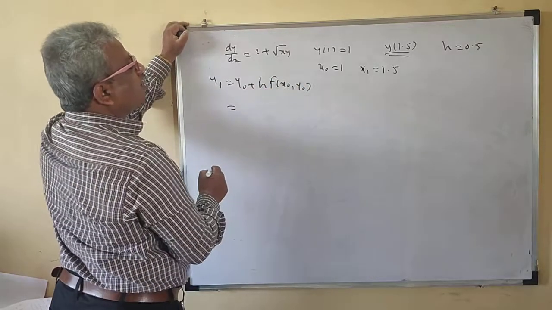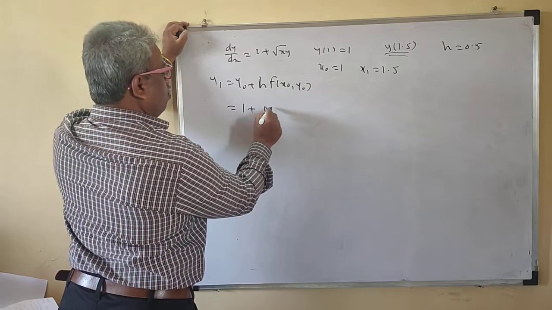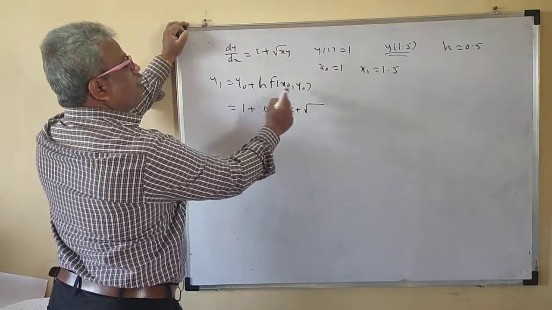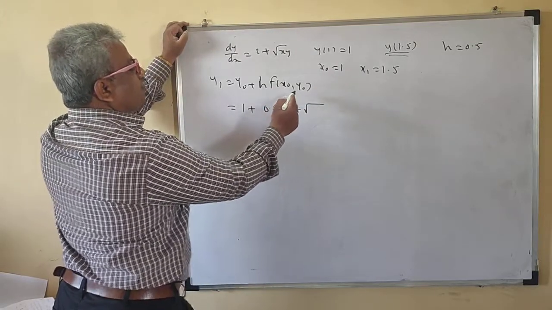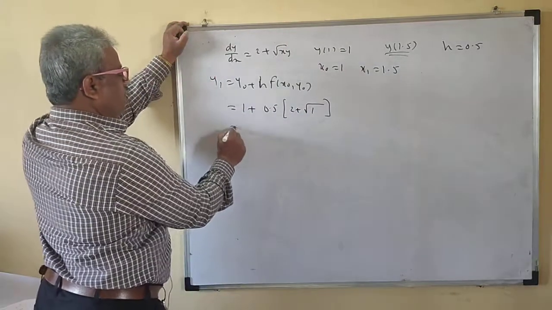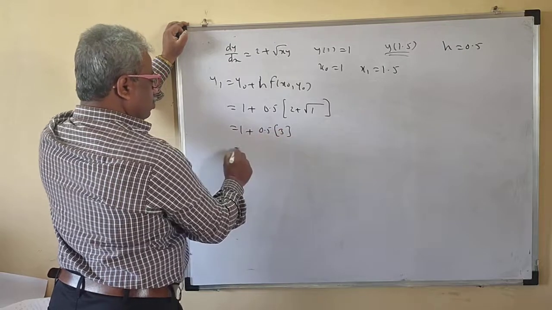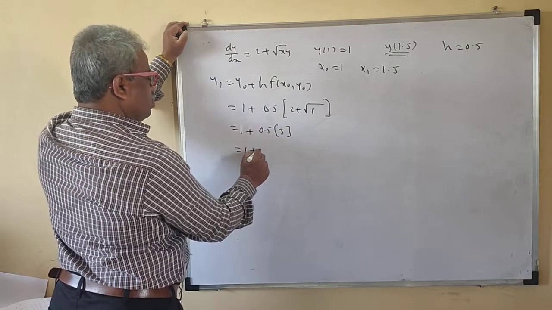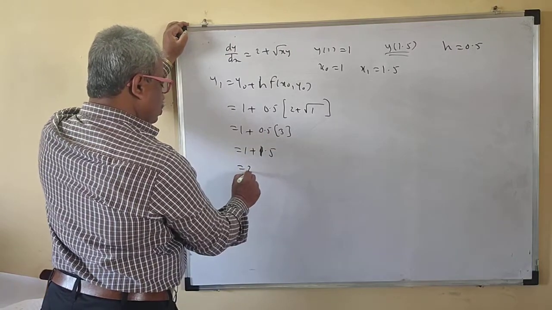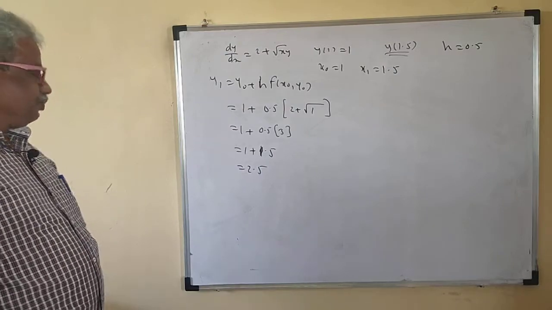So what is your y naught? Your y naught is 1. Your h is 0.5 and this is 2 plus root of the product of x naught y naught. What is x naught y naught? It is 1. So this is 1 plus 0.5 times 3, so this is 1 plus 1.5. Note that, so this is 2.5.